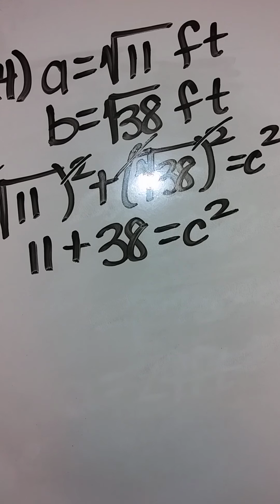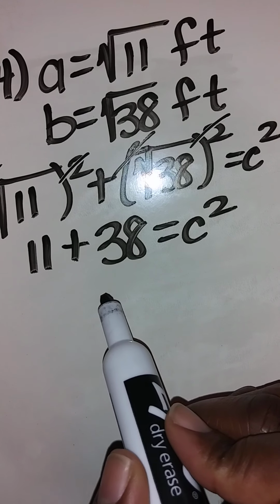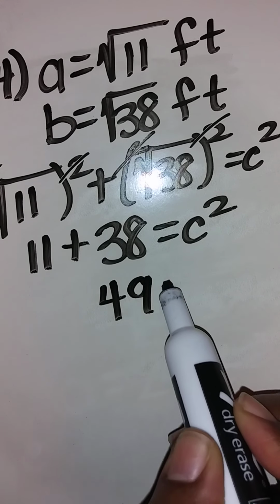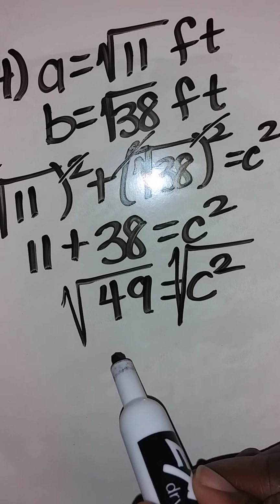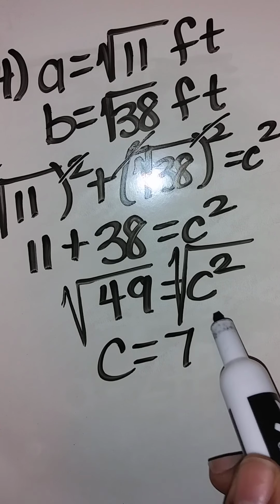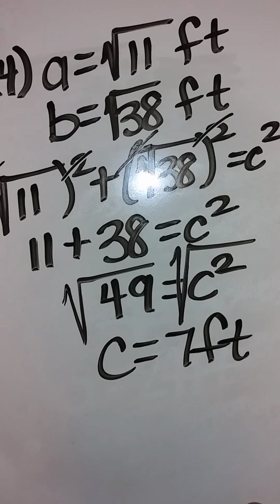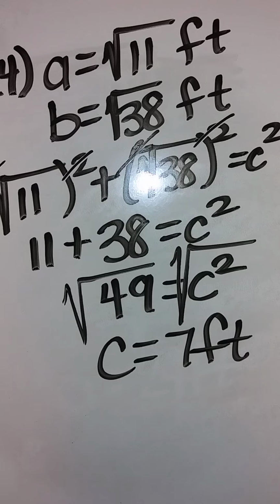Add those two numbers up. So we have 11 plus 38 is 49. Equals c squared. Take the square root of both sides. So c equals 7 feet. Calculator practice.